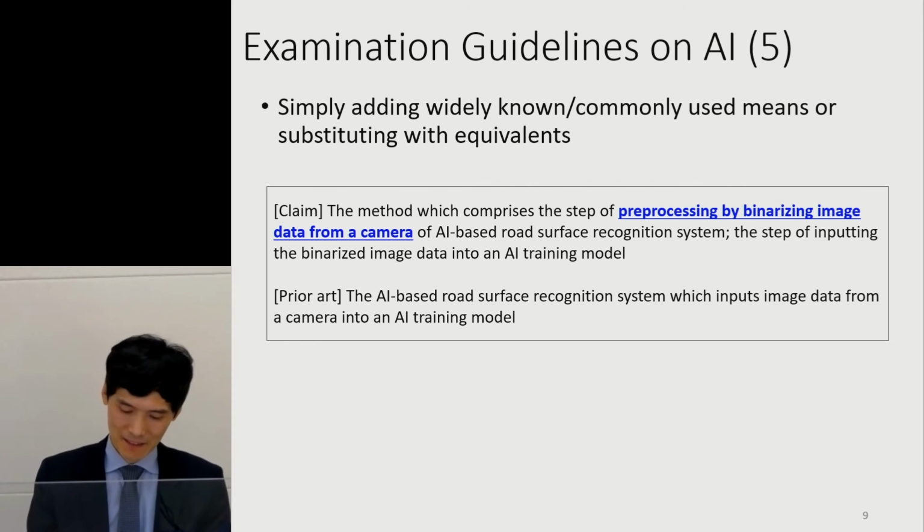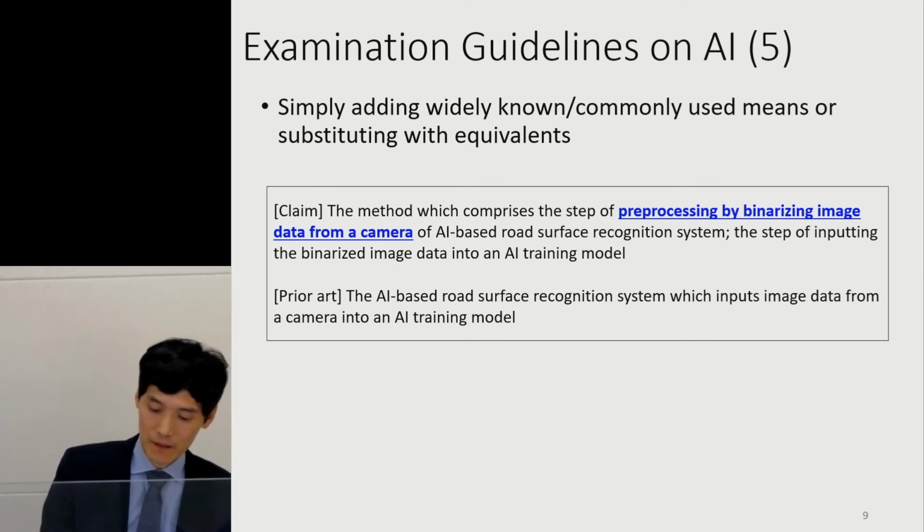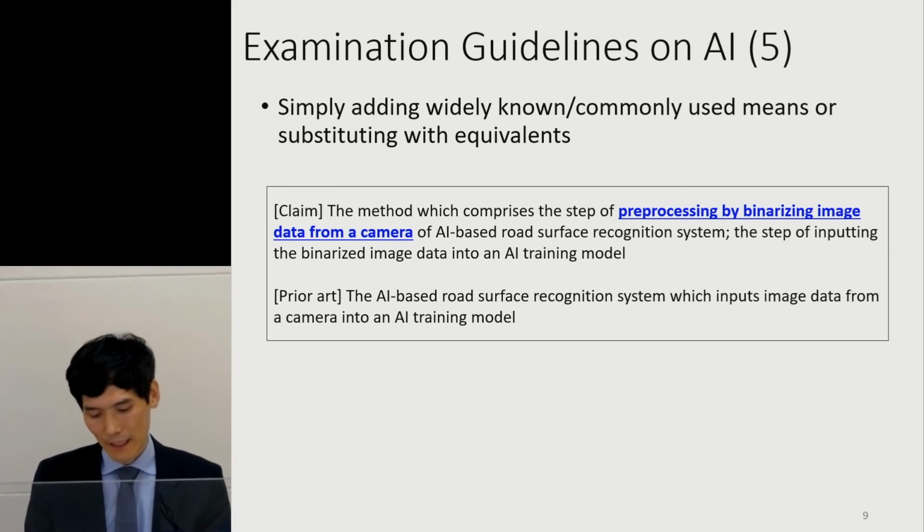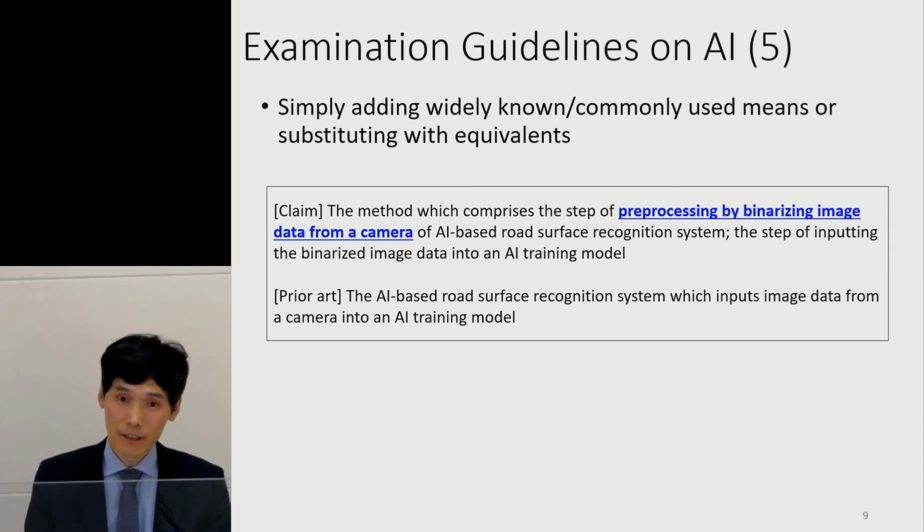The last case is about road surface recognition. The only difference between the claim and the prior art in the last case is the pre-processing. However, the pre-processing by analyzing image data from a camera is commonly used before the main digital processing. Therefore, the claim cannot be patented. Next, please.